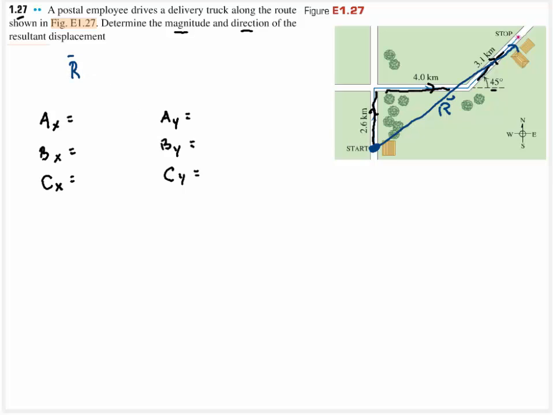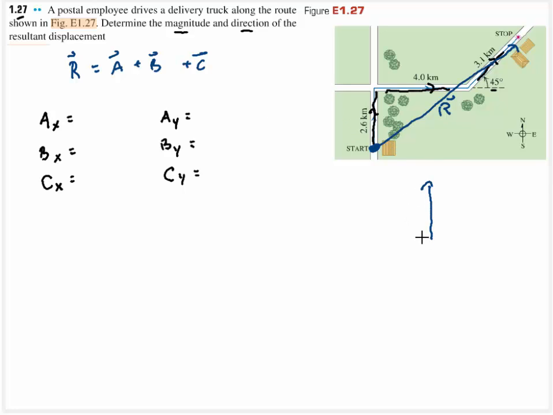And we'd say, okay, well, r simply is going to be equal to a plus b plus c, but we can't just go ahead and add up 2.6 plus 4 plus 3.1 because there are directions associated with these. So what we have to do is say, okay, we're going to add their x components and their y components separately.